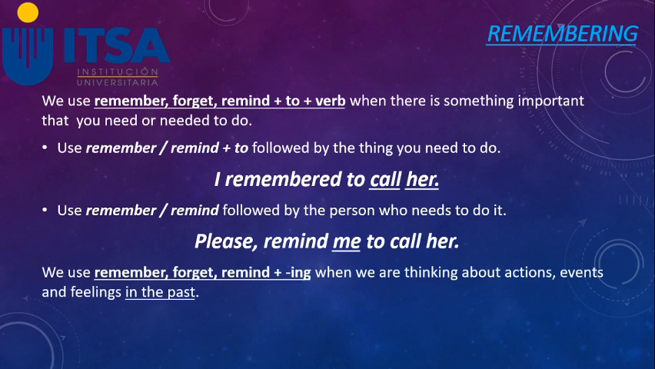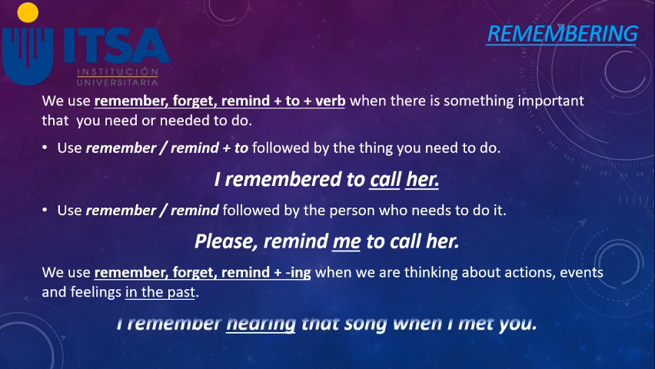Now, we use remember plus forget or remind plus an ing form when we are thinking about actions, events, or feelings in the past. In this case, you are talking about this situation. For example, I remember hearing that song when I met you. In this case, I'm not doing the action, I don't remember, and then do the action. I just remember doing the action in the past.